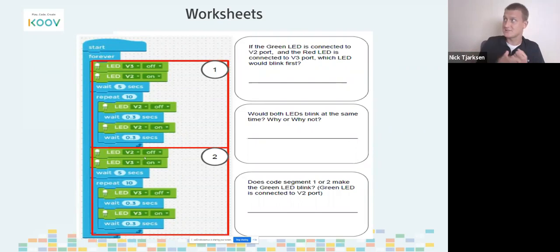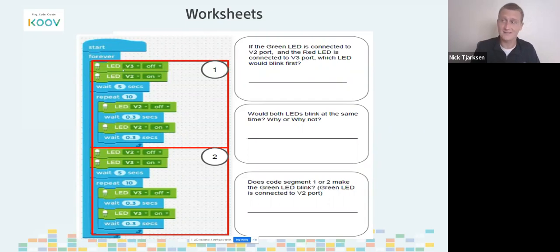So for the questions, which LED would blink first? Well, which LED has the on switch on first? We see that the red LED shows up first, but it's telling us that it's off. So it's not the red LED, it's the green LED that turns on first.